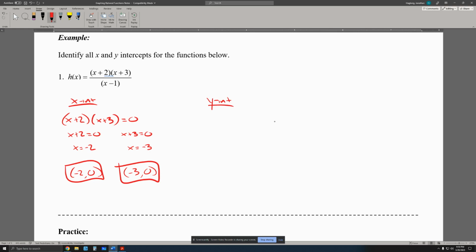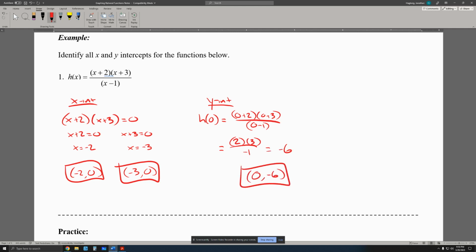For our y-intercept, we're going to evaluate the function h of 0. And so this is equal to 0 plus 2 times the quantity 0 plus 3 all over 0 minus 1, the quantity. So this would be equal to 2 times 3 all over negative 1, which is equal to negative 6.